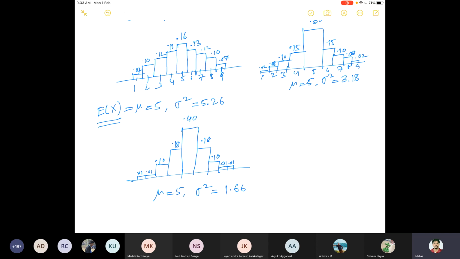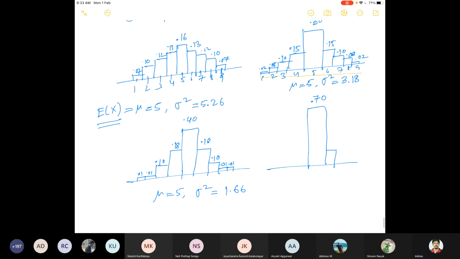And I can draw one more PDF like this. Let's say this is 0.70, and here it is 0.11. Now this is 0.02. This is 0.01, and this is also 0.01. Here it is also symmetric: 0.11, here 0.02, here 0.1, and also 0.01. Here, if you calculate, you also see that the mean is the same, and sigma square equals 0.88.